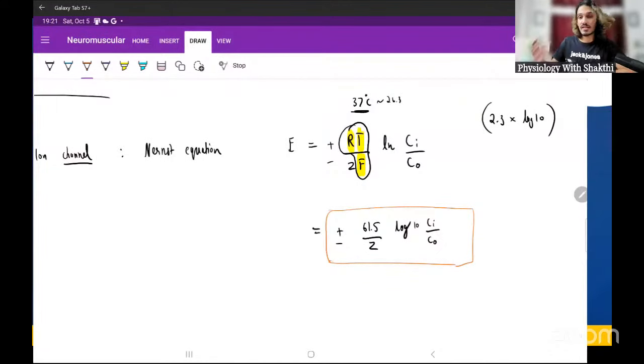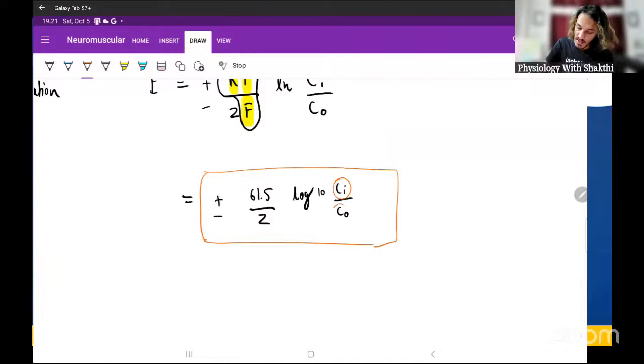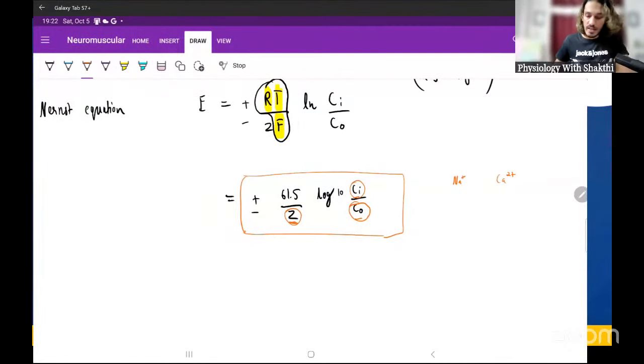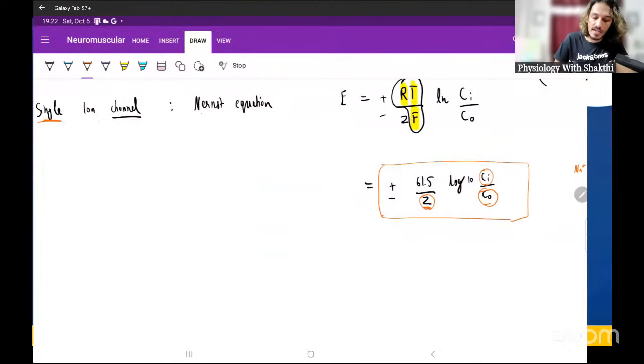So when you get the question, they'll give you the concentration of the substance inside, the concentration of the substance outside, and you should know the valence. Like for example, Na plus versus Ca2 plus, what is the valency of that? Based on that, you put the value here. Okay, so only these three things will be given, and you can easily find the value. Okay, so this is the equation that you use for getting your equilibrium potential for a single ion channel.